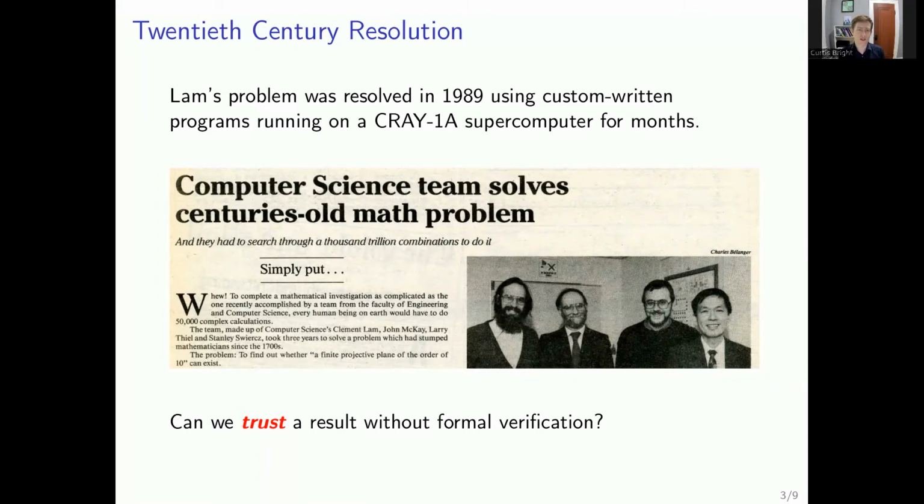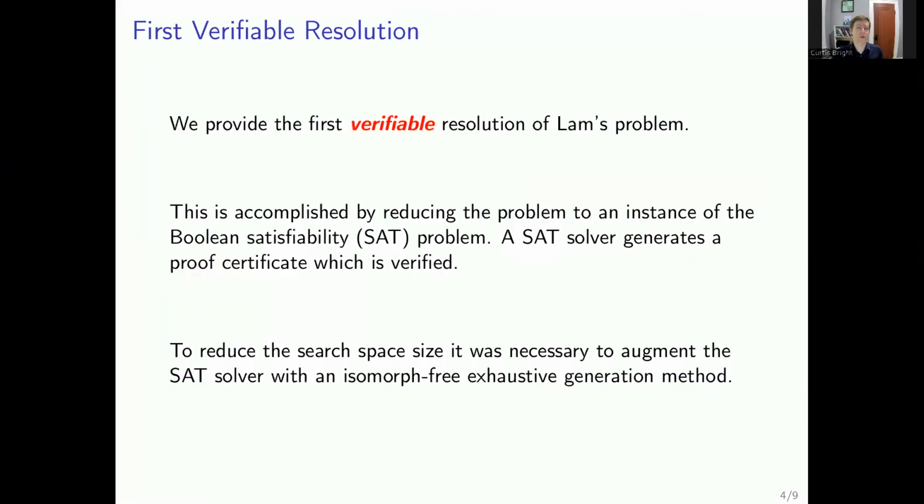Now, here's the question. How do we trust their search? They were upfront that their computer code may have bugs. There's no way to verify that their code doesn't have bugs. And in fact, anyone who's used a computer knows computers have lots of bugs. So how do we trust that they didn't accidentally miss a case that led to a projective plane of order 10? This is where we come in.